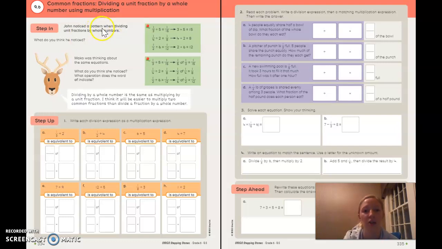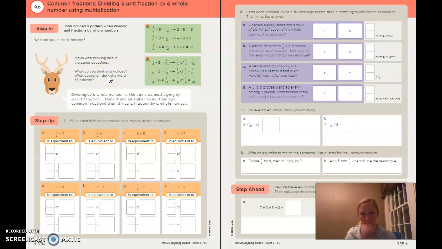Starting here, it says, John noticed a pattern when dividing unit fractions by whole numbers. Okay, so he looked over here and he saw 1/3 divided by 5. He knew that's equal to 1/15. And then he noticed, hey, 3 times 5 equals 15. And that's what our denominator was. And then he looked at the next one. Okay, 1/4 divided by 2 equals 1/8. Hey, 4 times 2 equals 8. That's the denominator. Same thing for this one. 1/2 divided by 6 equals 1/12. And he also noticed 2 times 6 equals 12.